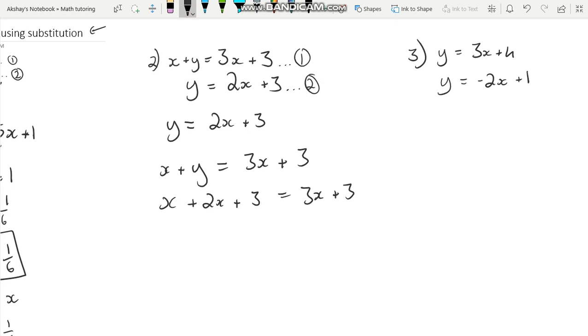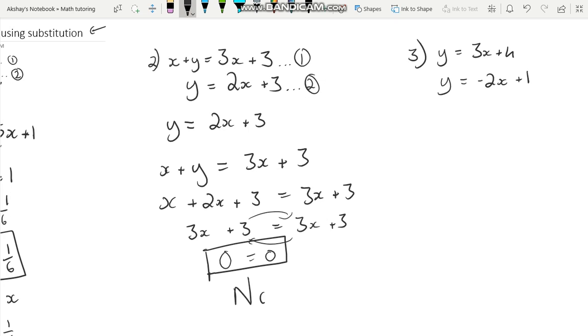Now I can add my like terms. 2x plus x is 3x, plus 3 is equal to 3x plus 3. I can bring my 3x to this side, so I have 0. And I can bring my 3 to this side, and I have 0. So because I have 0 is equal to 0, I have no intersection point. So there's no solutions for this system.